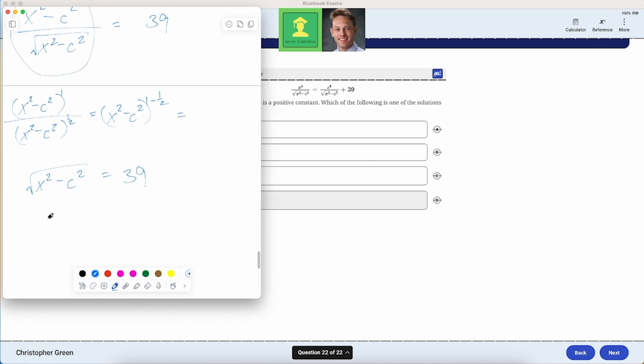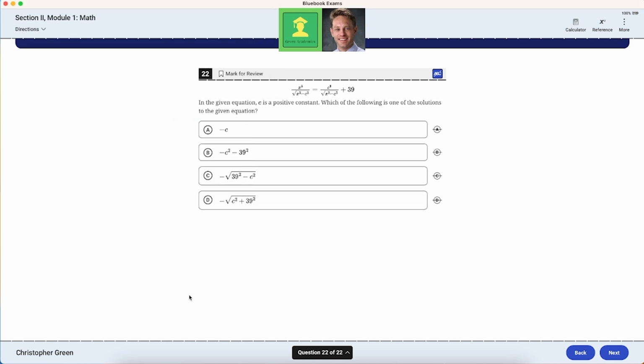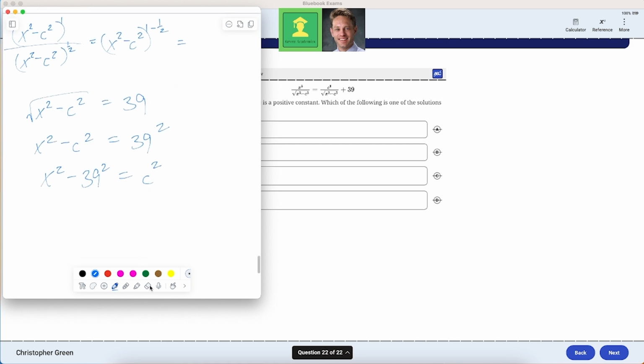And then from here, it's relatively straightforward. You square the entirety of both sides. Then in order to solve, to have the x's in the answers, you're effectively solving for c. So I'm going to put this on this side. Oh, I'm sorry, I said it the wrong way. No, they have the c's in the answers, so you're solving for x. Okay, so I should have done it the other way. I should have done x squared equals 39 squared plus c squared.